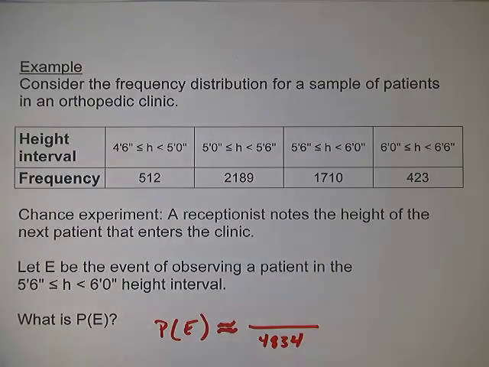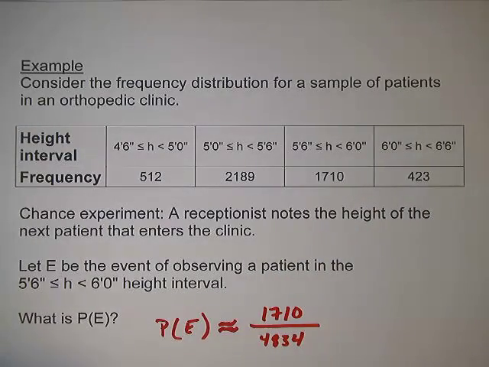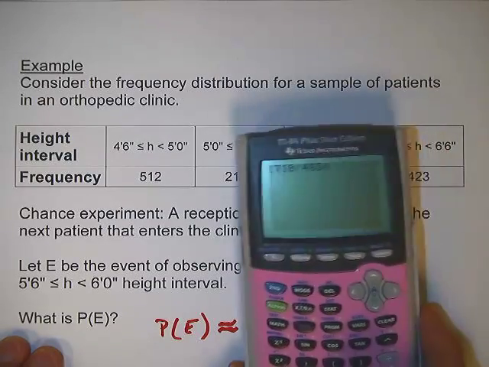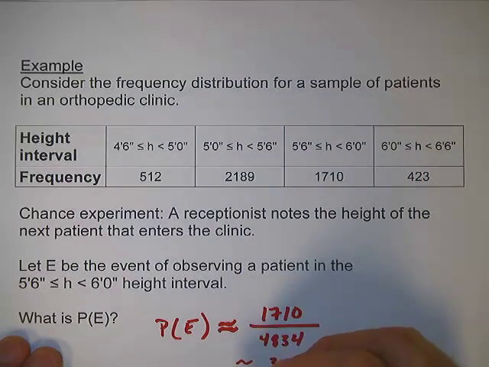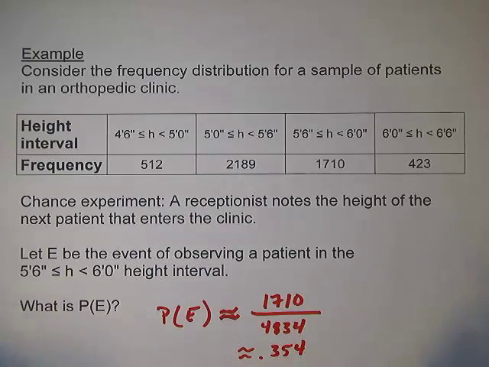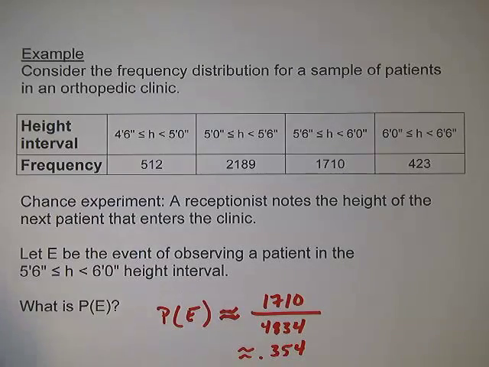And then the number of times E occurs, or it has occurred. So that value is this 1710. Okay, so that is my probability there. So now what I want to do is I want to divide those two numbers. So 1710 divided by 4834. Okay, and to get that as a decimal value, I'm going to round it to the nearest thousandth. So it would be approximately equal to 0.354. Okay, so if we think about that in terms of percent, that means that there's about a 35% chance that the next person that walks through the door will have a height between 5'6" and 6 feet. Okay, so again, that was calculating probability of an event using relative frequency.